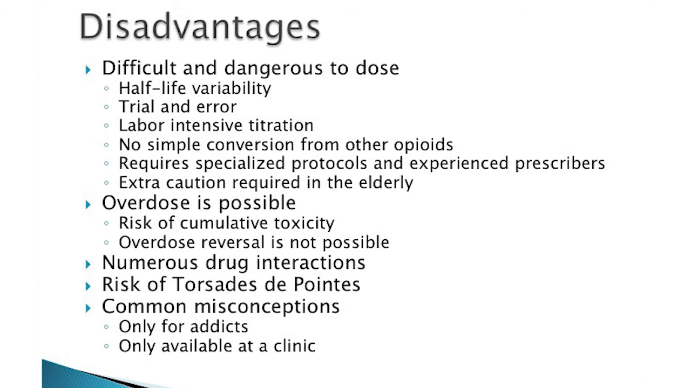Next, there is the risk of overdose. There is cumulative toxicity due to the long half-life. In other words, it takes so long for the body to metabolize methadone that it can build up and kind of sneak up on you to overdose levels. In addition, Narcan is not an effective antidote for methadone overdose like it is for other medications, and so methadone overdose cannot be easily reversed once it's occurred.